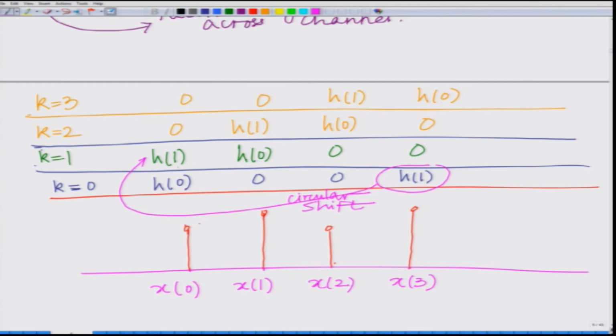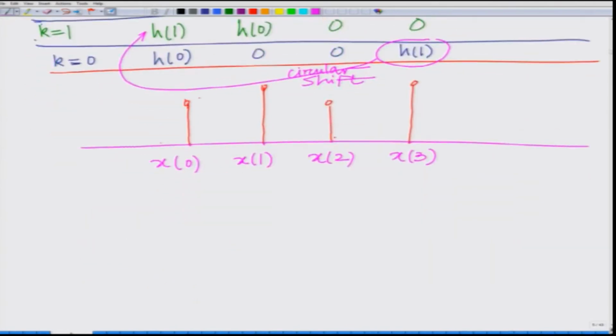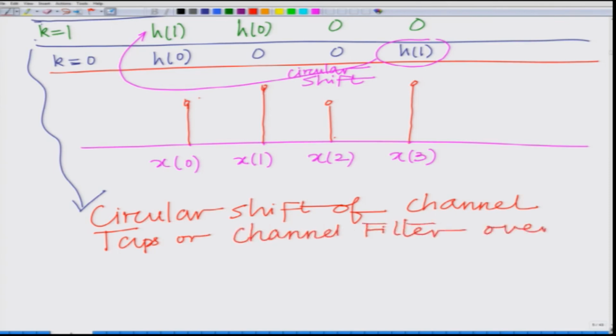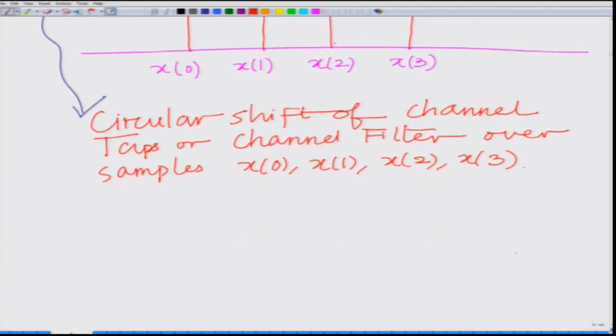H1 has circularly shifted to the left, H0 has moved to the right. In the next step both H1 and H0 have moved to the right, and so on. So, this is basically a circular shift of the channel filter over the symbols. What this represents is something very important: a circular shift of the channel filter, or basically your channel taps, over the samples X0, X1, X2, X3, and therefore it represents a circular convolution.